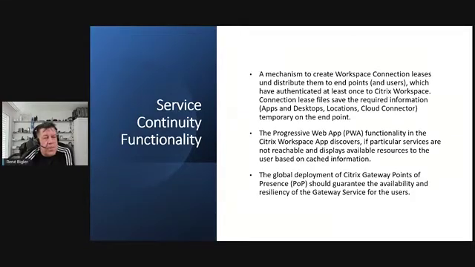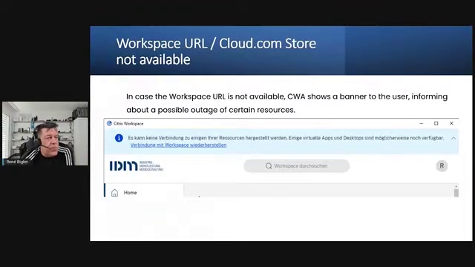What happens if some parts are not available? First one, the workspace URL cloud.com store is not available. In case of the workspace URL being not available, Citrix Workspace app shows a banner to inform the user about this possible outage, and allows him to reconnect or try a reconnection. And if that's not possible, he still gets presented the cached resources and can launch them from there.